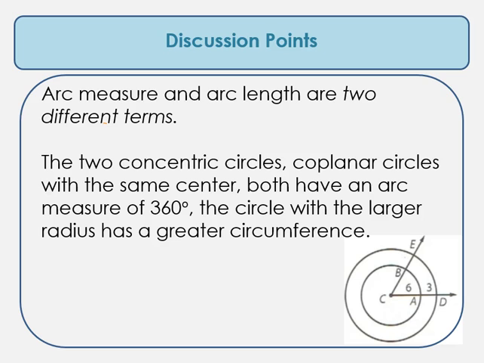A few points we want to discuss. I'd like to look at the drawing first. We have two concentric circles. Remember that concentric circles are circles that share the same center. They're on the same plane, and they both have measures of 360 degrees. The circle with the largest diameter will have the greater circumference, and this just makes sense.